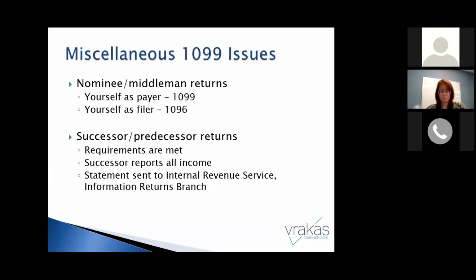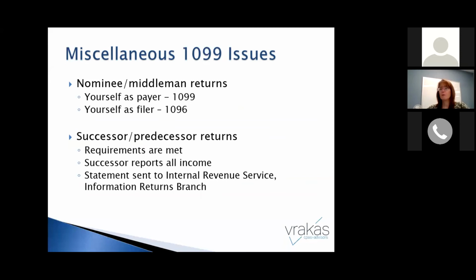There are some, and we're going to go over them, but you could have some middleman nominee 1099s, where you receive a 1099 and you need to issue it, or part of it, to somebody else. There are specific rules on that. Also, if you purchase another company, there are rules on being a successor organization. How do you complete those 1099s?